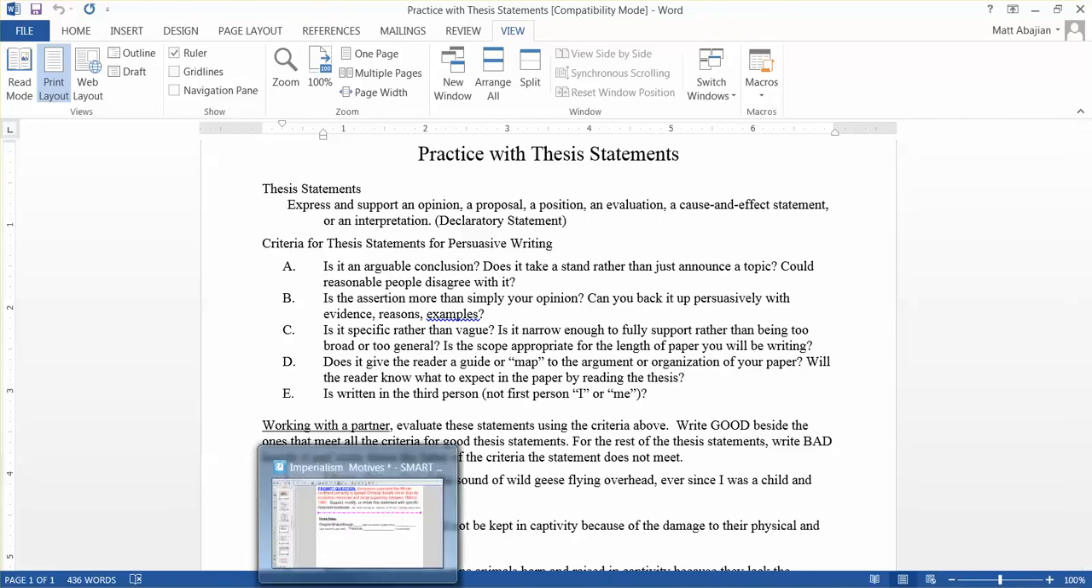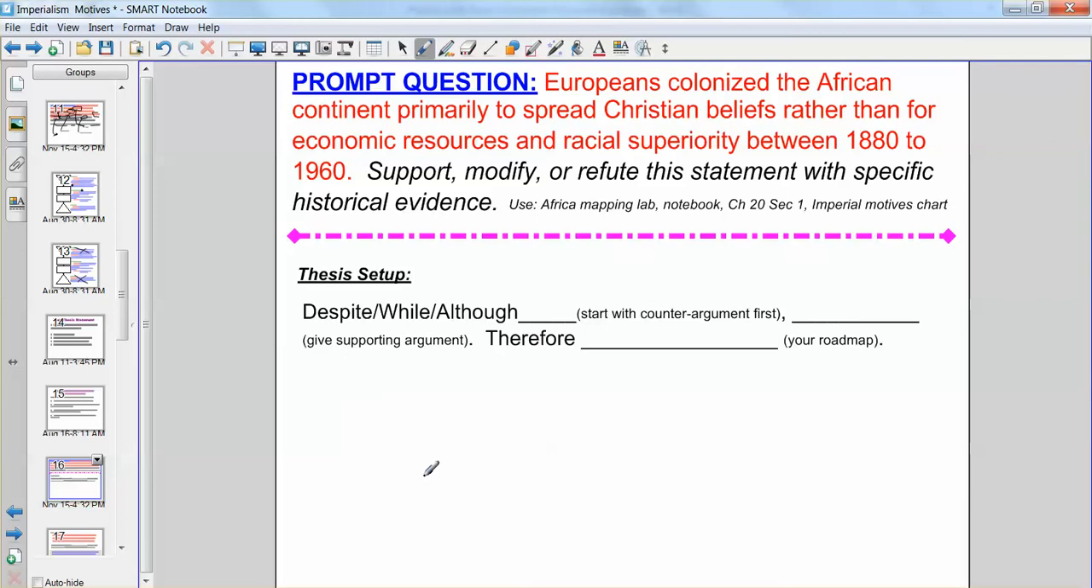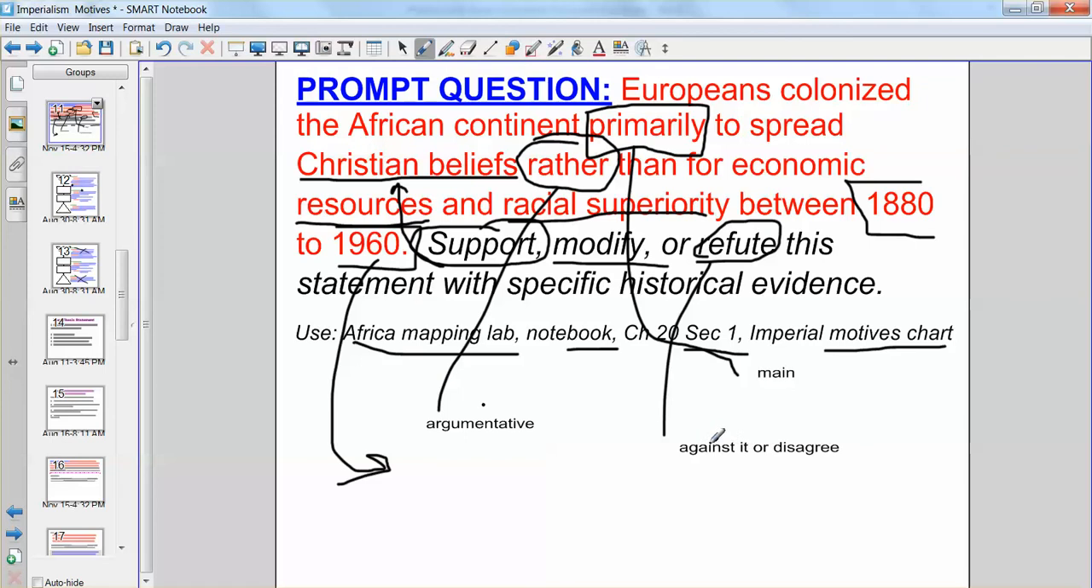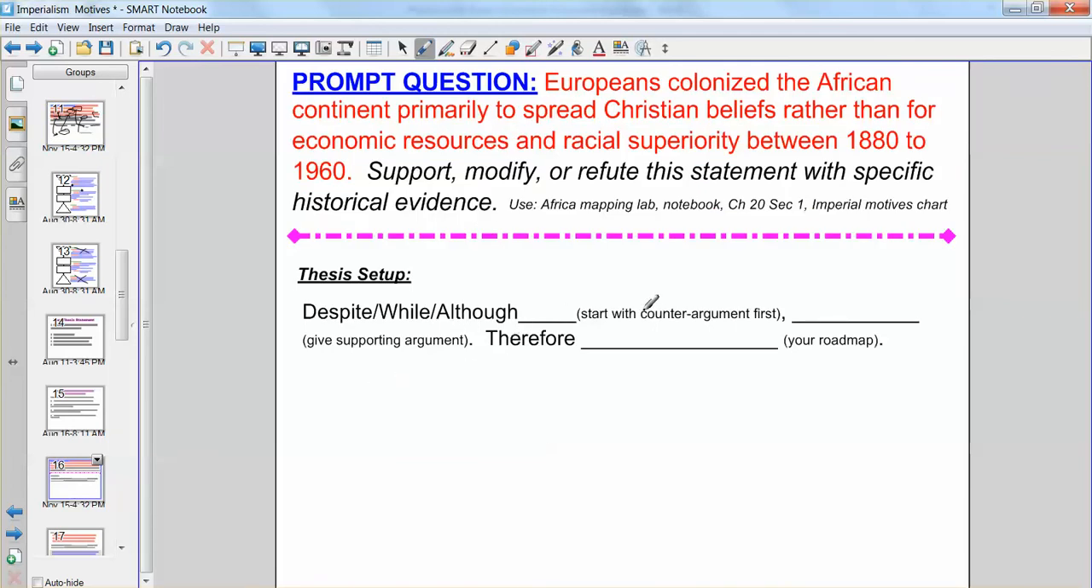But for now, let's get back to our thesis statement. We're going to take all those parts of criteria and we're going to develop a thesis. Now, we identified the fact that it is an argumentative prompt. So now in my thesis, I've got to provide a counter argument. So I want to make sure I recognize the opposite end and then give my argument here along with a roadmap. So let's say that I believe in Christianity beliefs being the #1 reason.